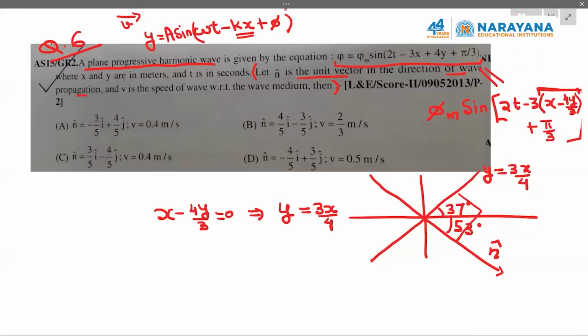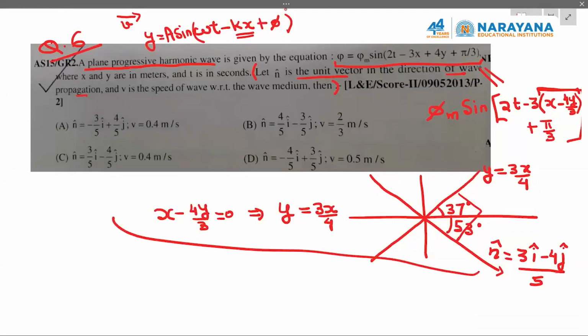If I want to write this n cap, it will come out as 53 and 1. So it's coming out as 3i cap and minus 4j cap, right? This direction, 3i cap minus 4j cap, unit vector, so divided by 5. So n cap, I understand, we can find out.